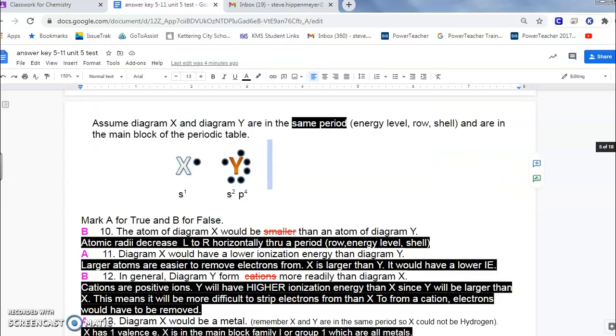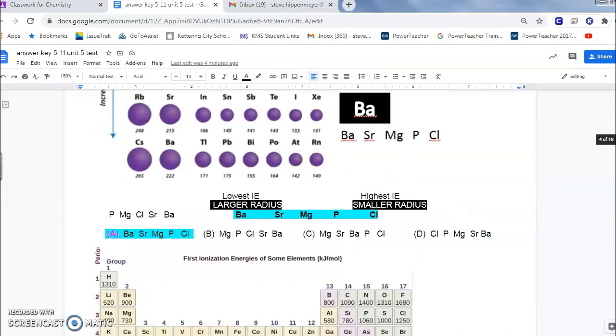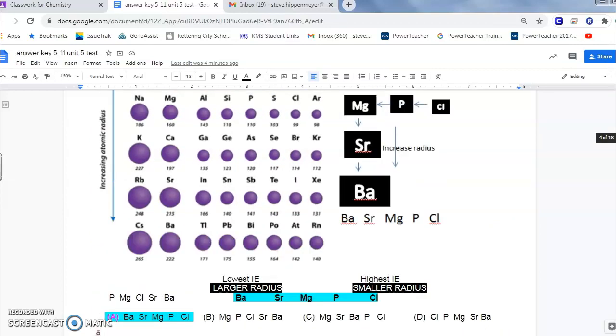Arsenic and potassium. Here's arsenic. Here's potassium. They're on the same level. What happens to the size as we go left to right? They get smaller. So arsenic is smaller than potassium. How much smaller? It would be considerably smaller. Here's arsenic. It's 120 picometers. There's potassium, 227. That's almost twice as big.